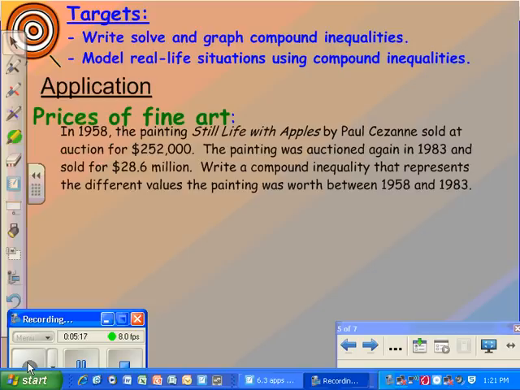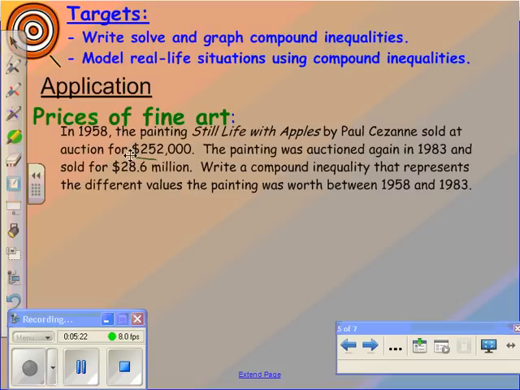So we start with our smallest amount. We start with our 252,000, and I'm just going to write that down. I'm going to say 252,000.